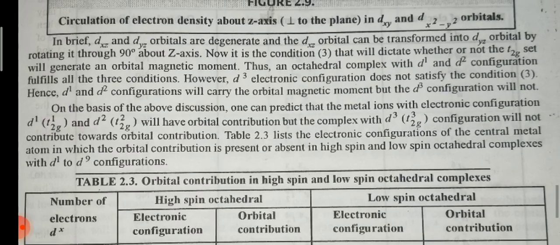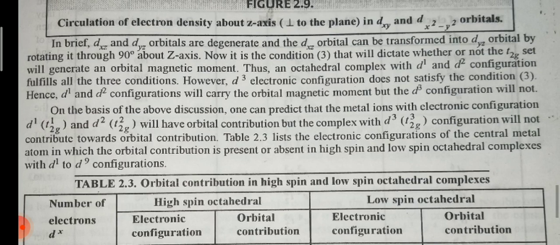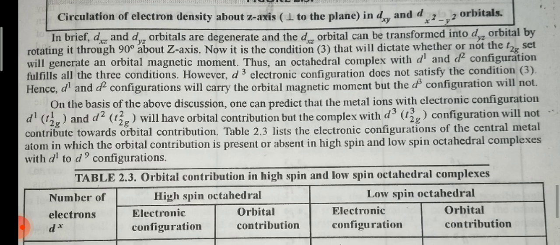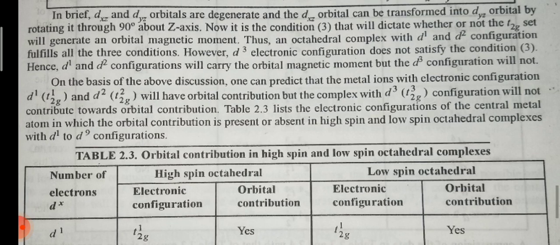In brief, dxy and dyz orbitals are degenerate, and the dxz orbital can be transformed into the dyz orbital by rotating it through 90 degrees about the z-axis. Now it is condition 3 that will dictate whether or not the T2G set will generate an orbital magnetic moment. Thus, an octahedral complex with d1 and d2 configuration fulfills all three conditions. However, d3 electronic configuration does not satisfy condition 3. Hence, d1 and d2 configurations will carry the orbital magnetic moment, but the d3 configuration will not.